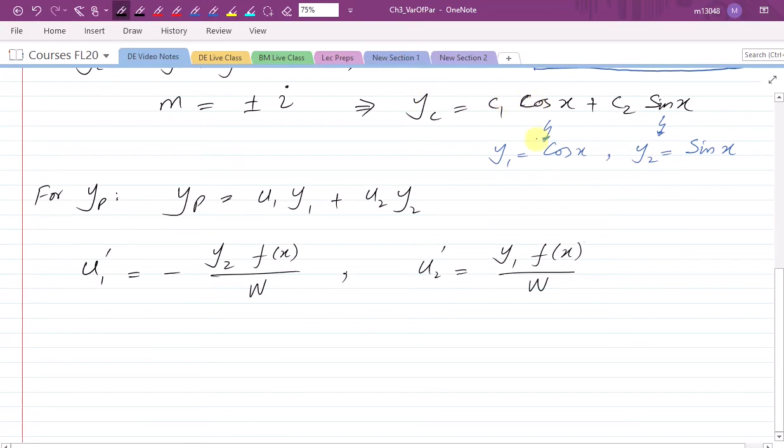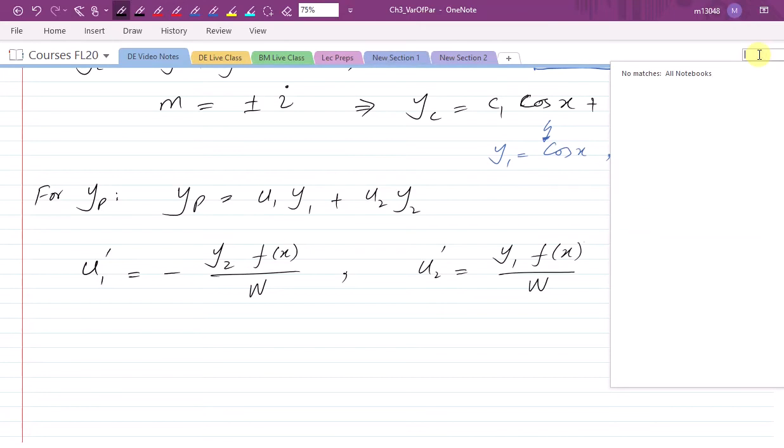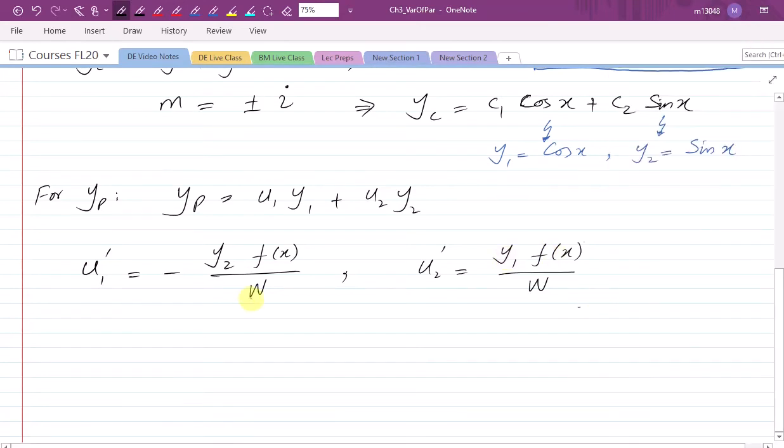Whatever is attached to c1 is y1. Whatever is attached to c2 is y2. In some questions, it can be e power x or anything else. What is f of x and what is w?